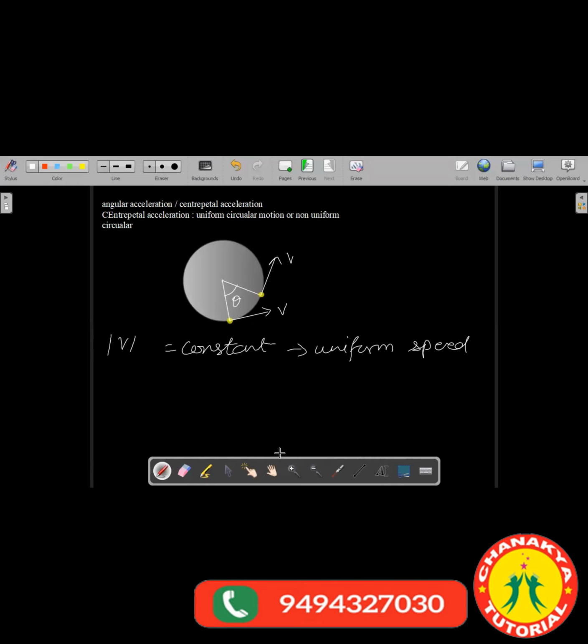So at every point the magnitude of the velocity is constant. That's the uniform motion.